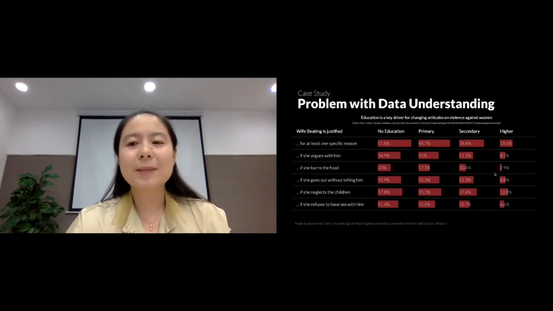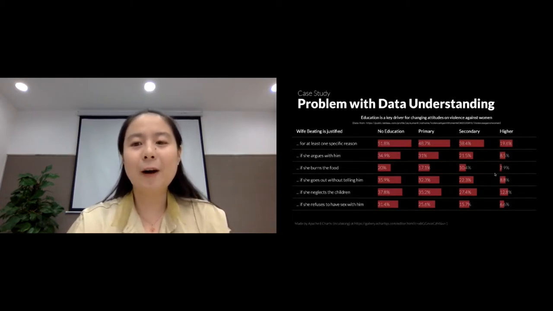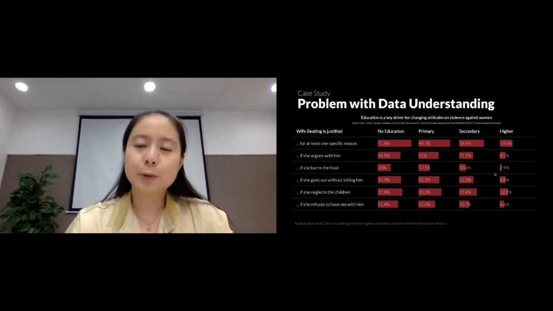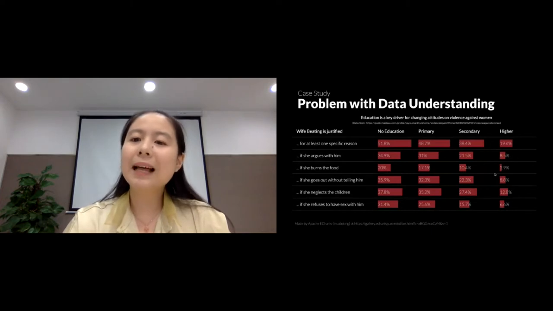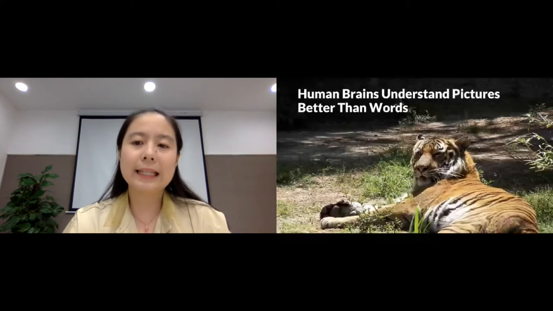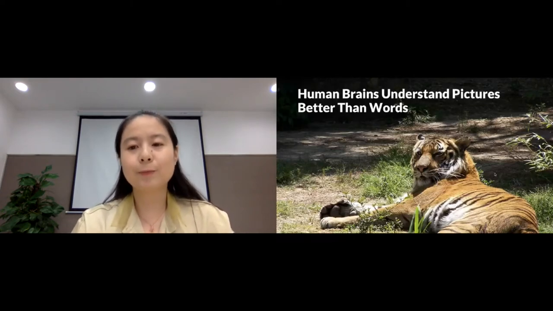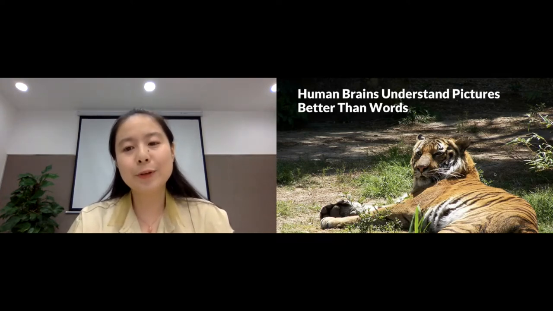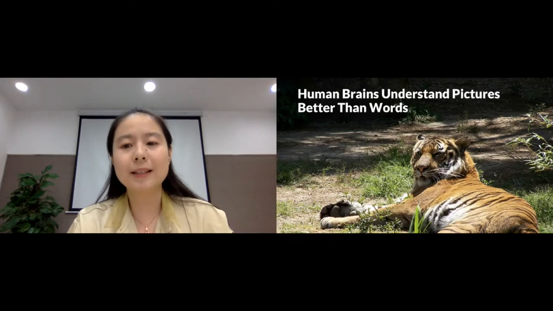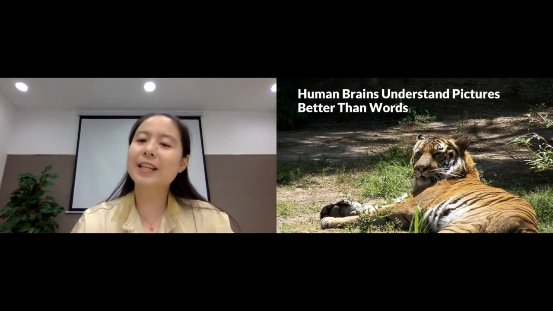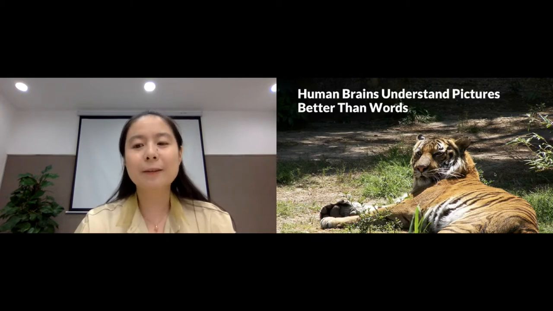Our ancestors spent millions of years surviving and evolving, where visual signals played a crucial role. According to evolutionary laws, those who didn't understand pictures well were more likely to get killed or fail to find enough food. So it is harder for their DNA to pass along. On the other side, words and numbers were invented only a few thousand years ago. So our ability to understand words and numbers is much less developed than for pictures, which gives you a good reason to use charts instead of raw data to convey messages to others.